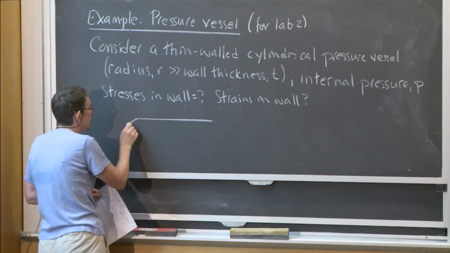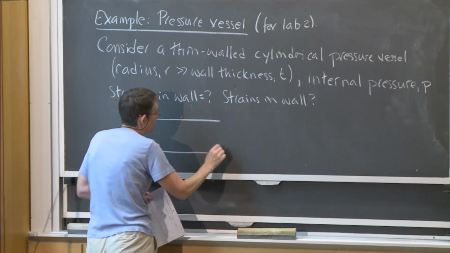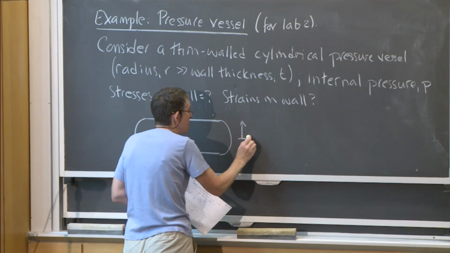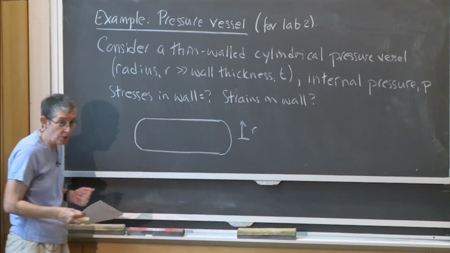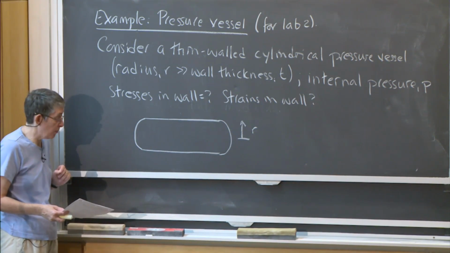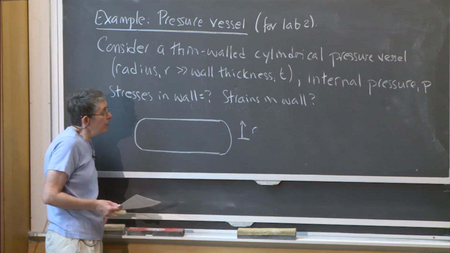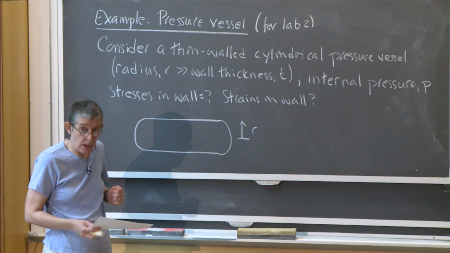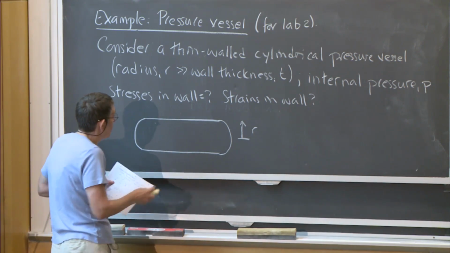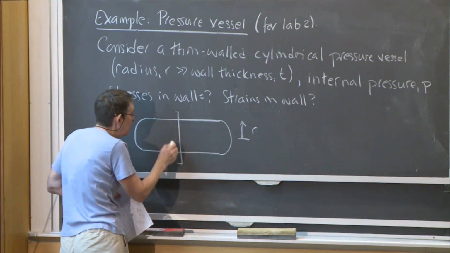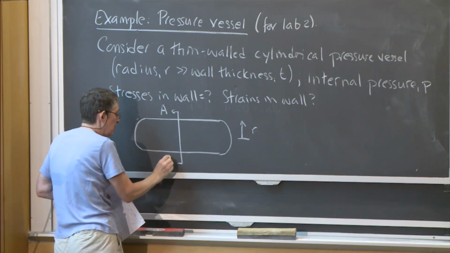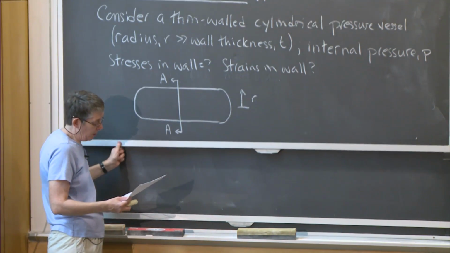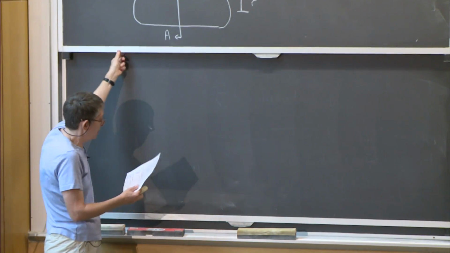So here's our pressure vessel here. It's a cylinder. It's got a radius r like that, and the walls are small. The wall thickness is small compared to r. So first of all, I want to calculate the stresses, and I need to make a little free body diagram in order to do that. And what I'm going to do, first of all, is make a cut here. We'll call that AA. And we're going to look at the cylinder end on, and we'll do a free body diagram.